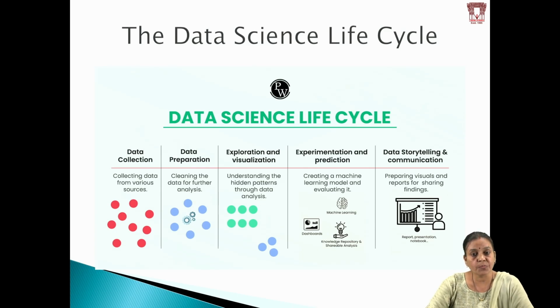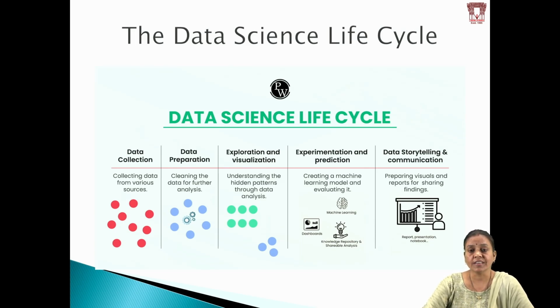When you go for the data preparation, you can see how the data will be when you clean it. Now let us move to the next life cycle stage, that is exploration and visualization. Exploration and visualization is about understanding the hidden patterns in the data for analysis. In this stage, we are separating the different types of data. That is the meaning of exploration and visualization.